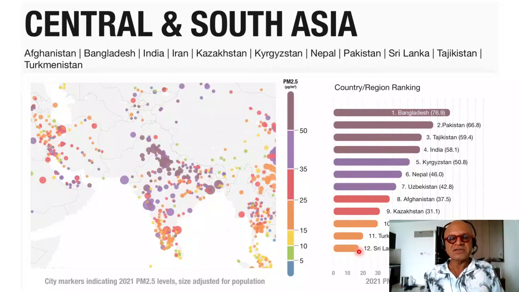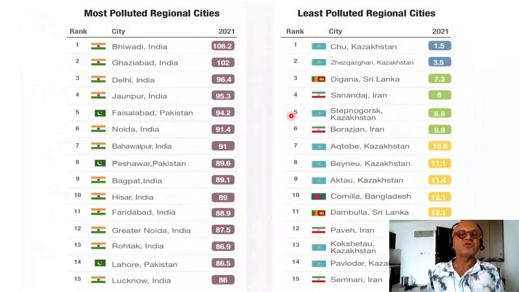So Sri Lanka is the lowest on here, but even that has the orange color, which obviously is, let's see, 3 to 5 times higher, I think, than the standards. Most polluted regional cities go to Bhiwadi, India, Ghaziabad, Delhi is here. Look at the levels here, horrendously high levels. And down here to Lucknow, Pakistan is in here.